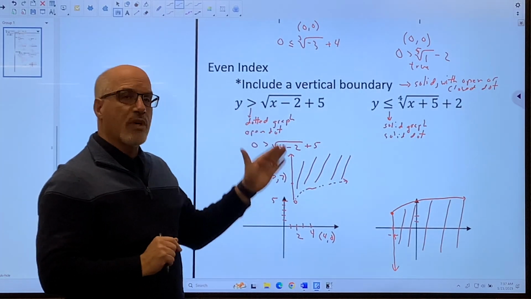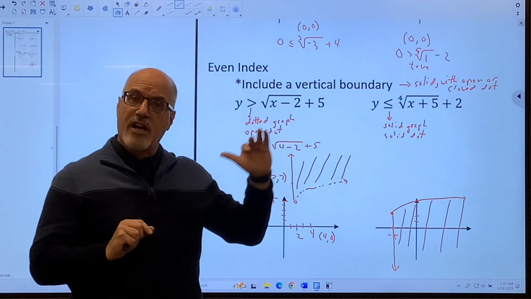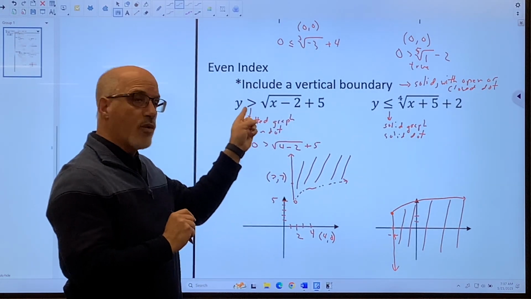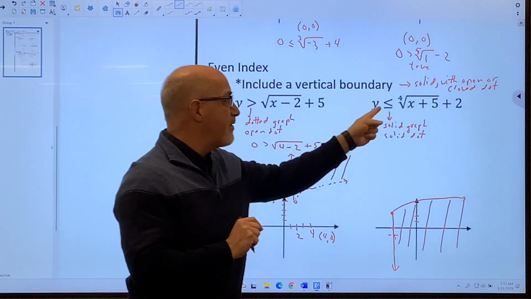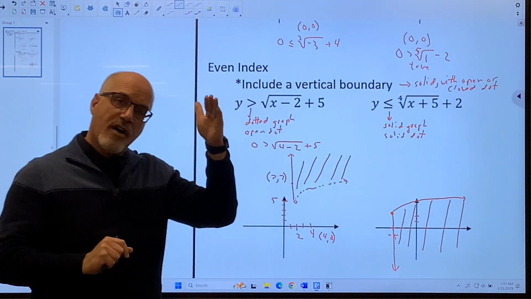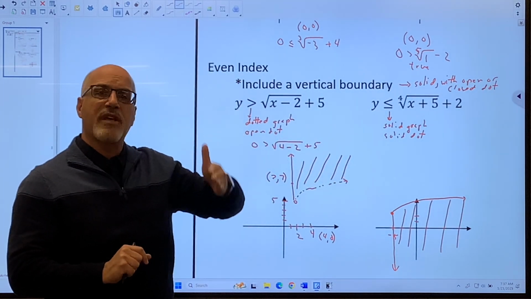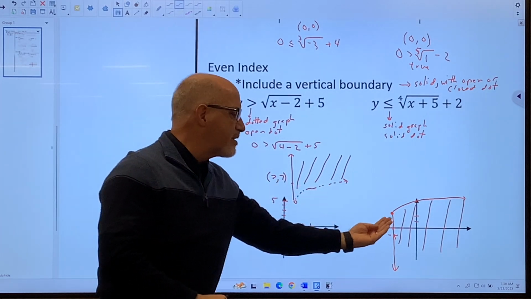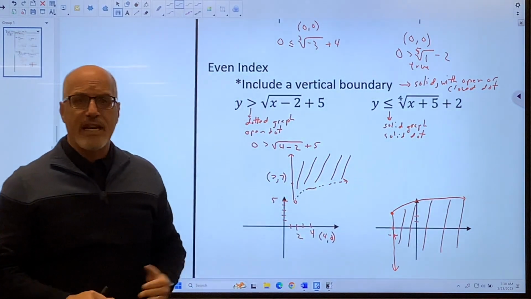But with the even ones, you not only have to draw the graph dotted or solid, but you have to put an open dot if it's not an or equal to, put a closed dot if it is an or equal to, and then draw a vertical boundary on that side to give a boundary for the domain. It's always a solid boundary though for that inequality.